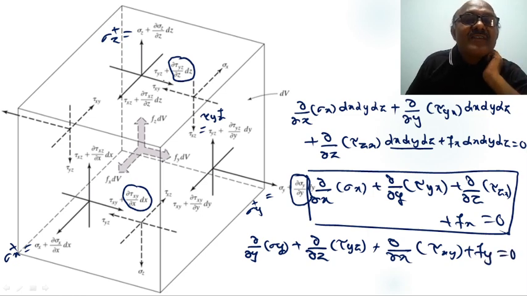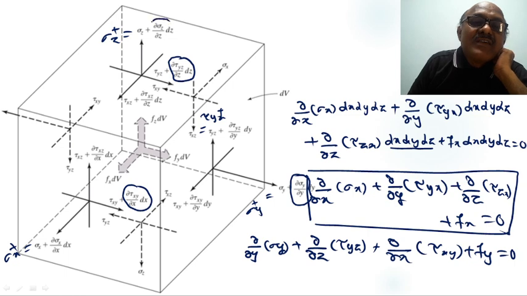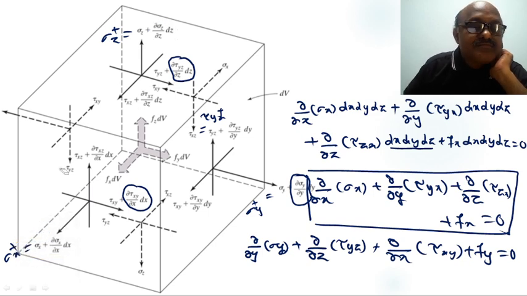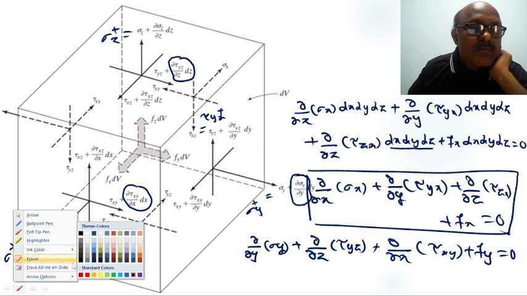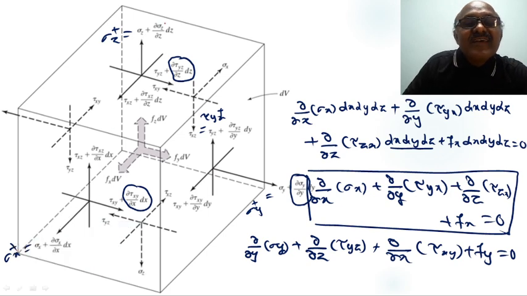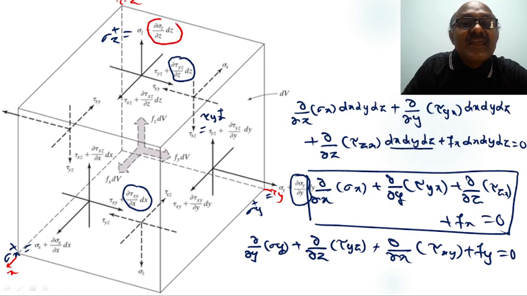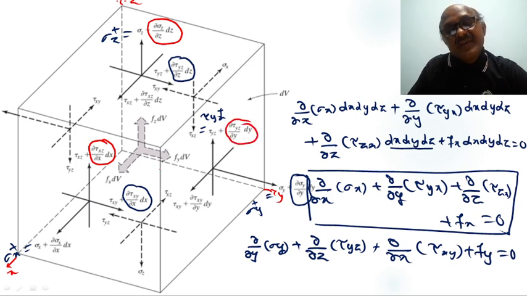Similarly, what are the forces in z direction, my dear students? This is one force in z direction. I will use a different color for your clarity, my dear students. So forces in z direction: this is z direction, this is y direction, this is x direction. Forces in z direction, this one, again there is another one, this one, again there is another one, this one. These are the three forces.